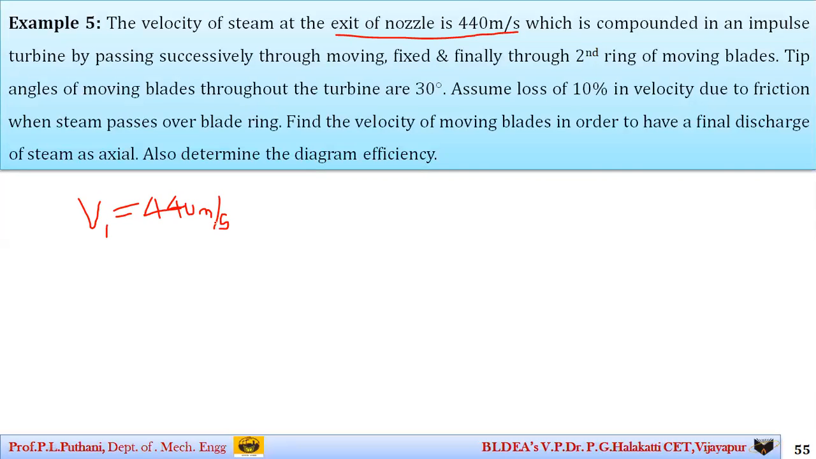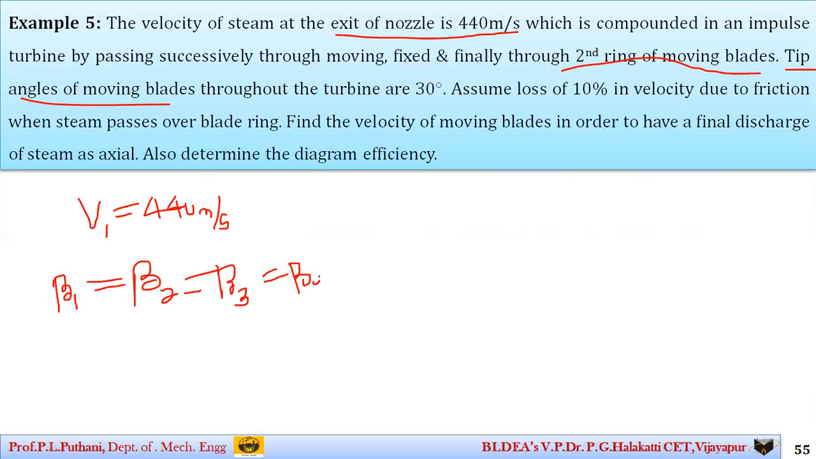Then he says it is compounded in an impulse turbine passing successively through moving, fixed, and finally through second ring of moving blades, which means there are two sets of blades, it is a two-stage turbine. Then he says tip angles of the moving blades. Tip angles of the moving blades in the sense the angles, that is beta 1, beta 2, they are all equal to 30 degrees. So beta 1 is equal to beta 2 is equal to beta 3 is equal to beta 4 is equal to 30 degrees.